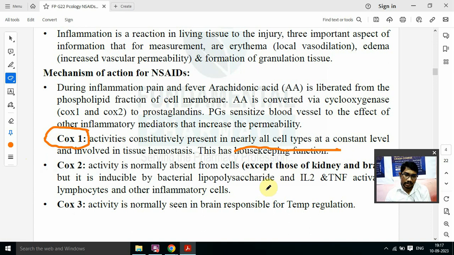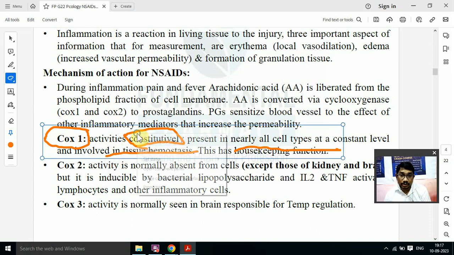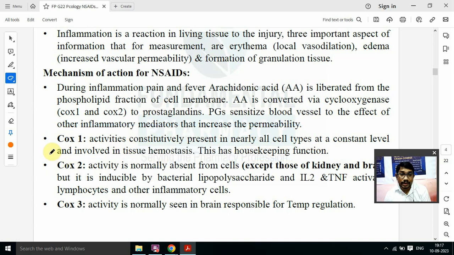ये COX1 होता है. COX1 activity is in all cells. Okay. So it is a constitutive enzyme. Constitutive enzyme. इसके ऊपर क्वेश्चन आ चुका है. It is a constitutive enzyme. It has a housekeeping function and it is involved in the tissue hemostasis. तीनों पॉइंट इंपॉर्टेंट है.